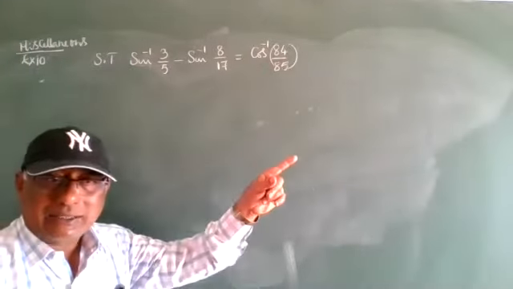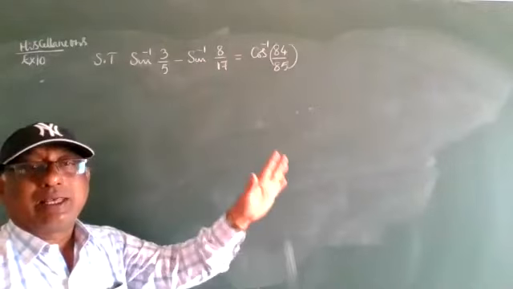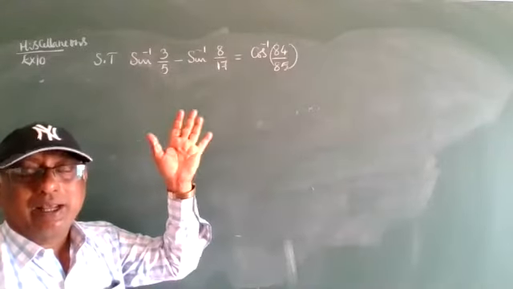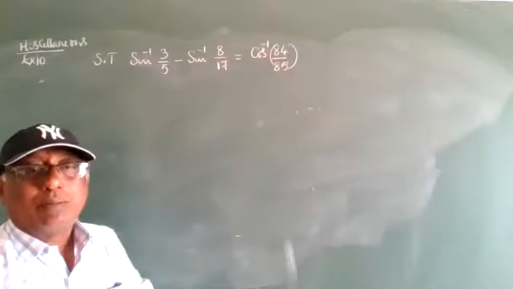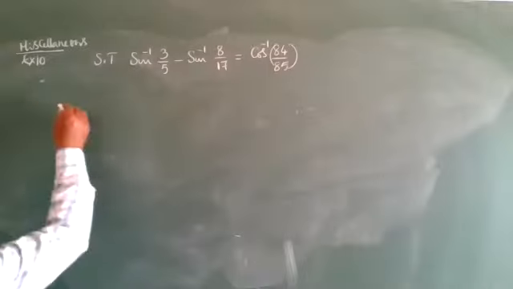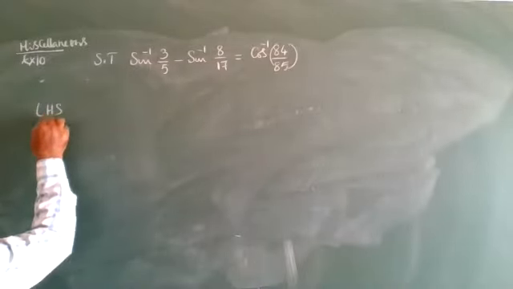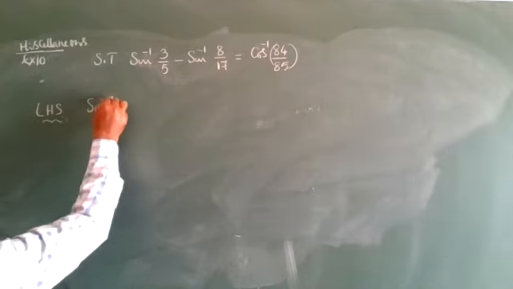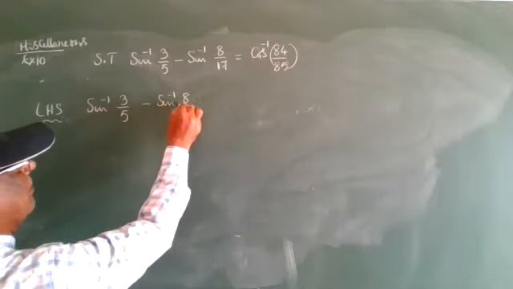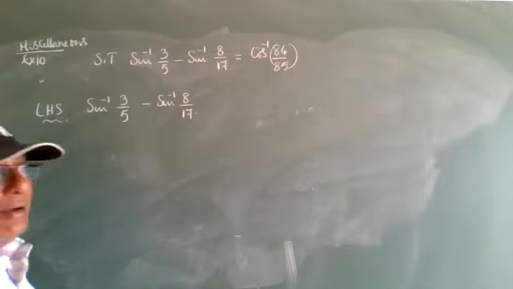Right, everyone see. I will take the left hand side and prove the right hand side. Right hand side has cos inverse, therefore a cos formula is needed. Cos transformation formula, compound angles formula: cos of A plus B or cos of A minus B. So the left hand side is sine inverse of 3 by 5 minus sine inverse of 8 by 17. Okay? I will take.